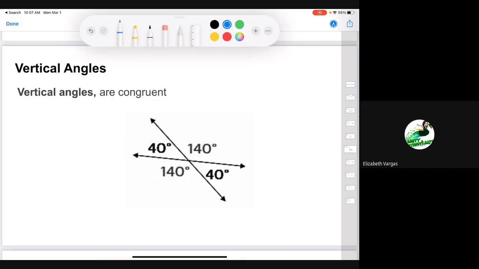So for example, here is a set of vertical angle pairs. They are non-adjacent, they are not next to each other, and they are also opposites of each other. And so therefore they would be congruent. Here's another pair of vertical angles. Again, they're non-adjacent, they're not right next to each other. They don't share a common ray. And they are opposites of each other, okay?